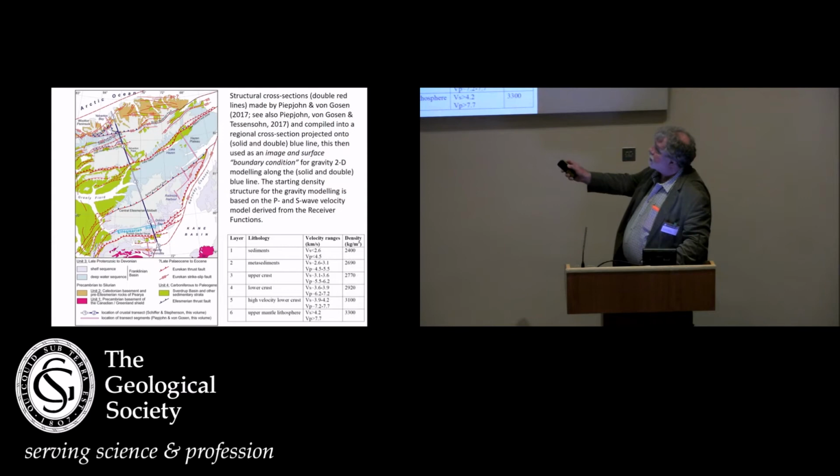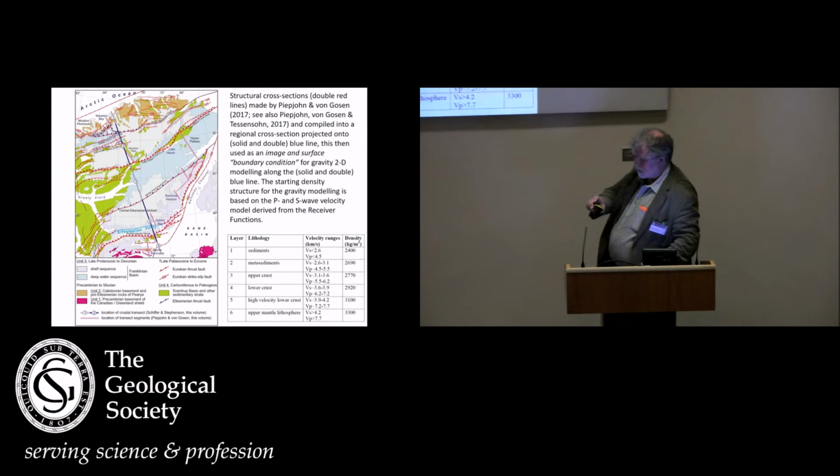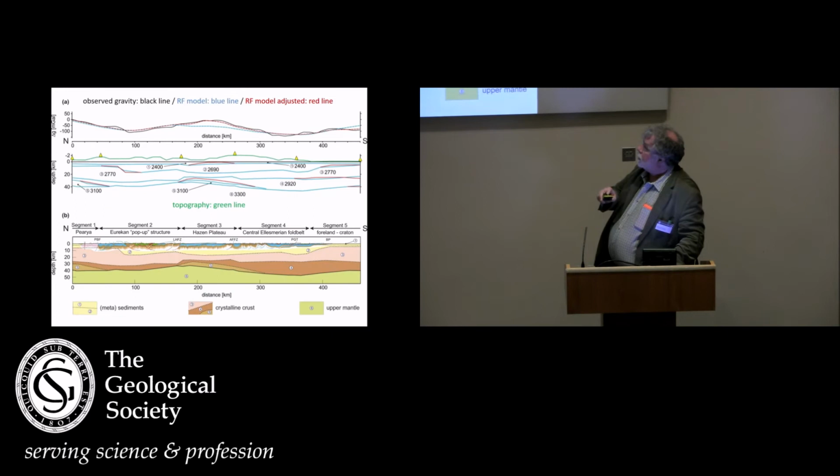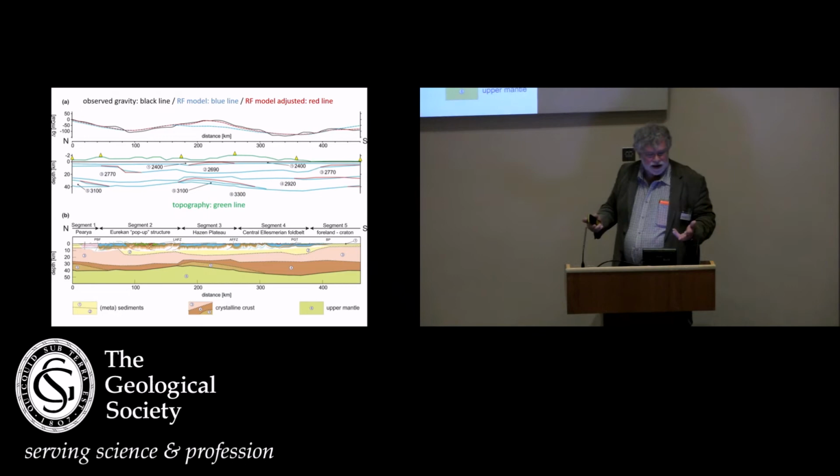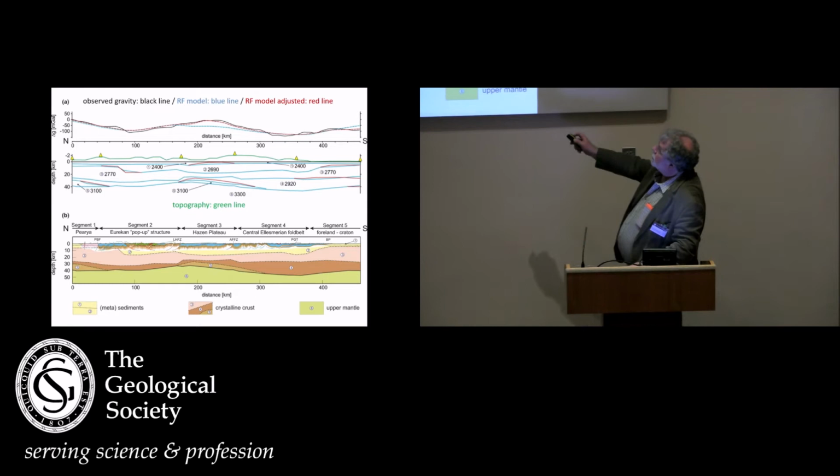Although they were making structural cross-sections in a number of places, they projected all of that, kind of coincidentally, onto almost exactly the same cross-section that Christian and I had projected the receiver function data onto. So this is the crustal structure model, the final one. If you can't read those numbers, basically we have some layers of upper mantle, some high velocity lower crust, some upper crust, a metasedimentary layer, and a more sedimentary layer. The gravity model up here in blue was exactly the gravity signature of this, and we tweaked it ever so slightly.